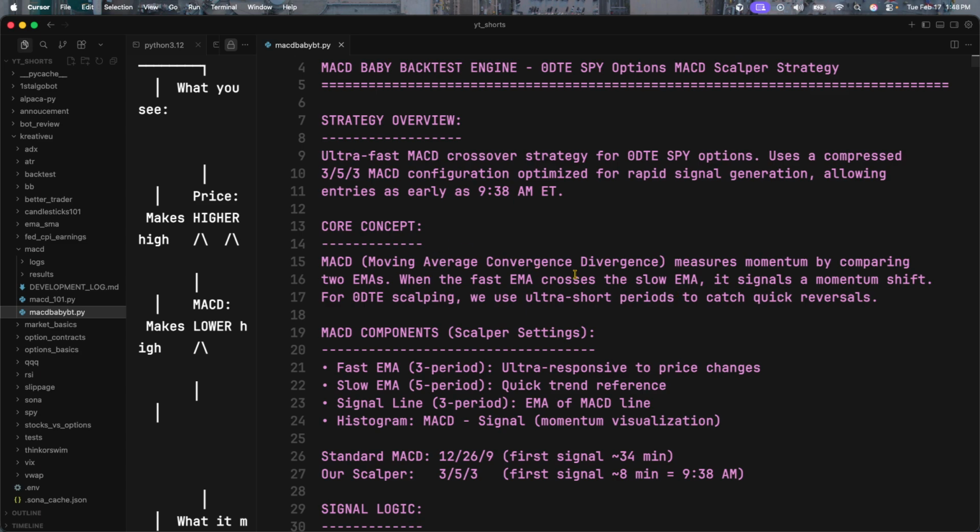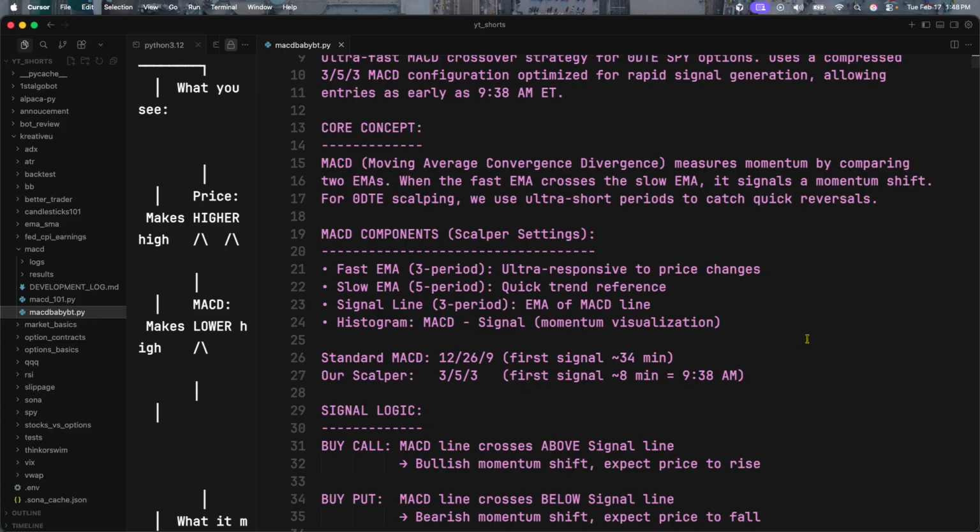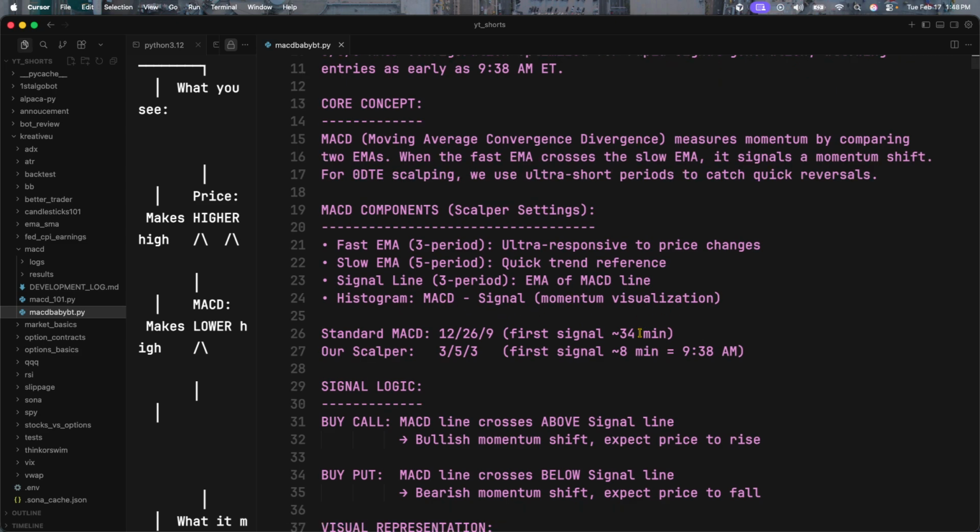When the fast EMA crosses the slow EMA, this signal is a momentum shift. For 0DTE scalping, we use ultra short periods to catch quick reversals. So the MACD components: we're using 3 for the fast EMA, ultra responsive to price changes. Then our slow EMA, we're using 5, which is the quick trend reference. Our signal line is going to be a 3 EMA of MACD. And our histogram is going to be MACD subtract the signal. And this is the momentum visualization.